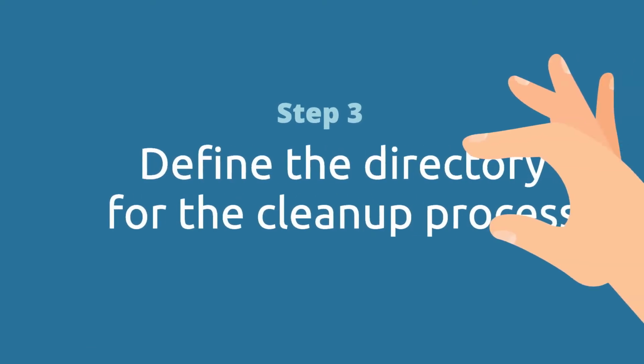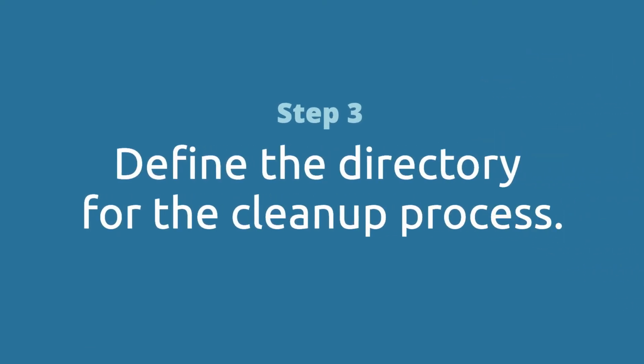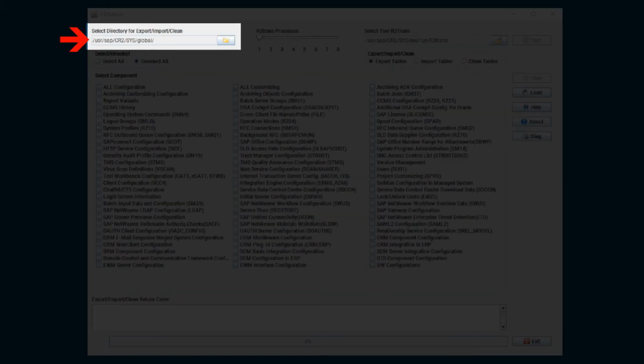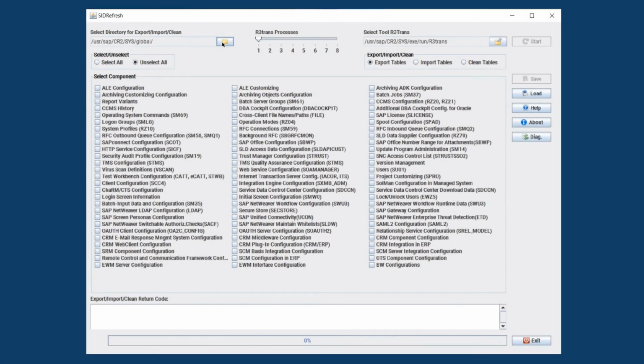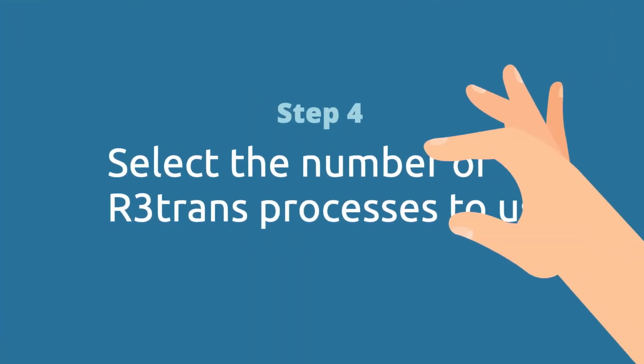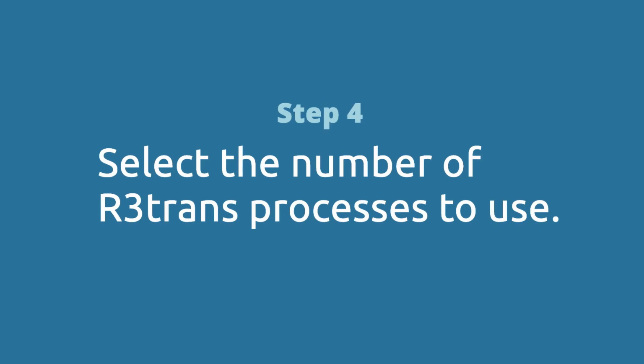The next step would be to define the directory for the cleanup process. Upon the initial launch, this will be populated with the default directory. But for the cleanup process, we recommend you to use a different one. You do this by clicking this button, and a pop-up window will appear. Now let's create a folder. Name it Clean. And then click Open.